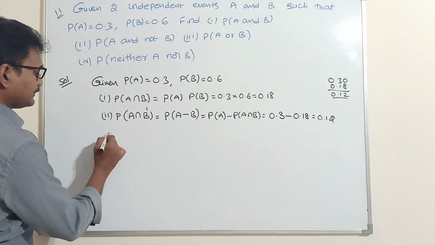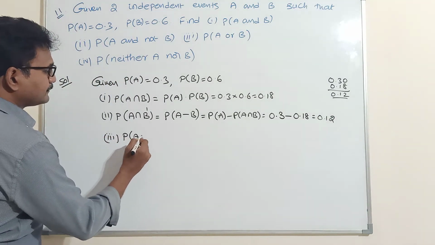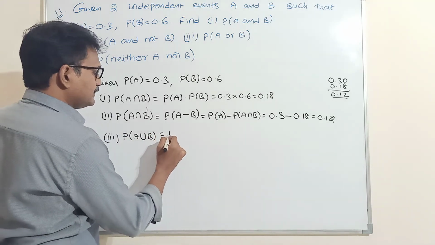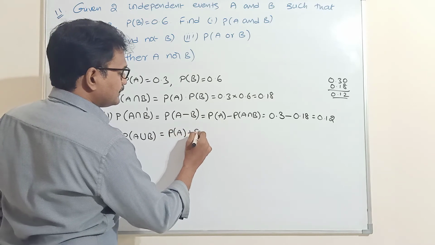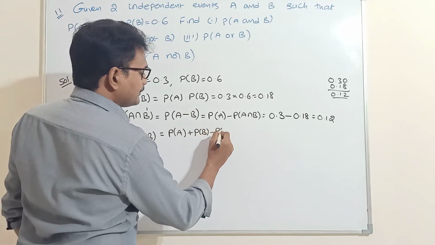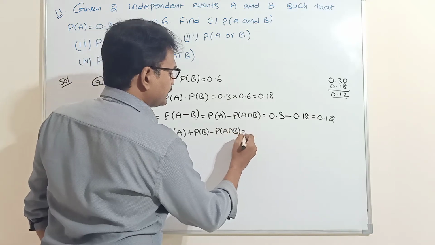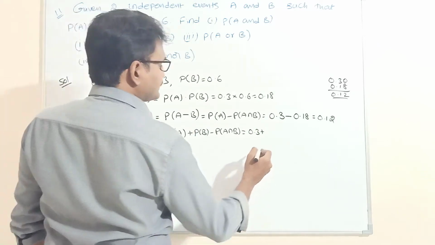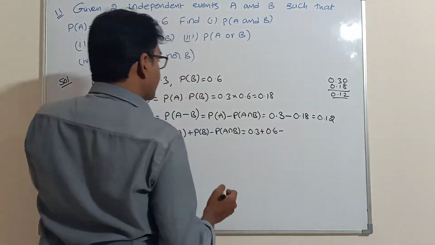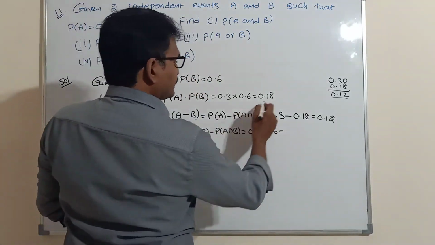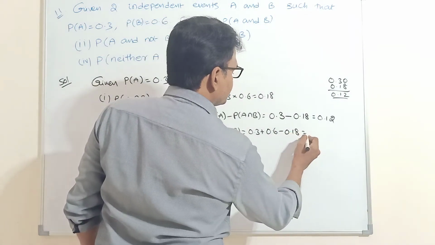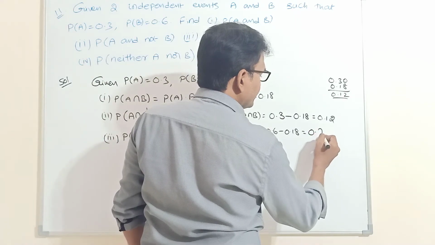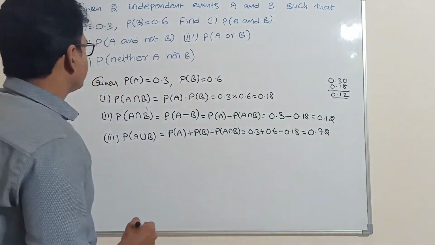Next, third problem. P of A or B means union. A or B means formula P of A plus P of B minus P of A intersection B. What is P of A value? 0.3 plus P of B value 0.6 minus P of A intersection B value 0.18. So 0.3 plus 0.6 is 0.9. 0.9 minus 0.18 is 0.72.